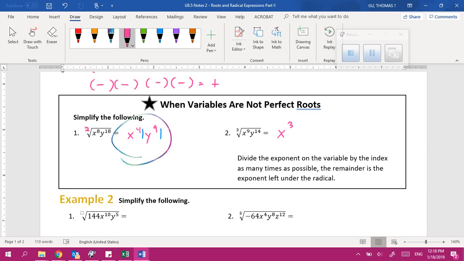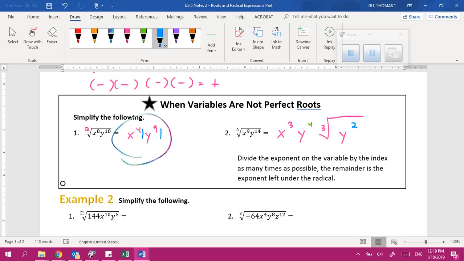What you're going to do is divide the exponent by the index as many times as possible. So how many times does 3 go into 14? It goes into 14 4 times. So y to the 4th, it goes 4 full times, and how much is left over? 2. Yeah, 2. So then you're going to put the cube root and keep the 2 that was remaining as the exponent on the inside.